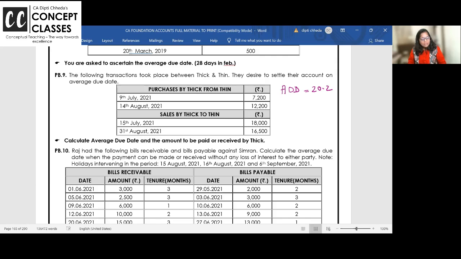No, the average due date is not 20th February, that was the last one. Really sorry. 14th of August, sorry. And the net amount is coming 15,100. Net amount is coming 15,100. These are very simple, small problems. You can do it.